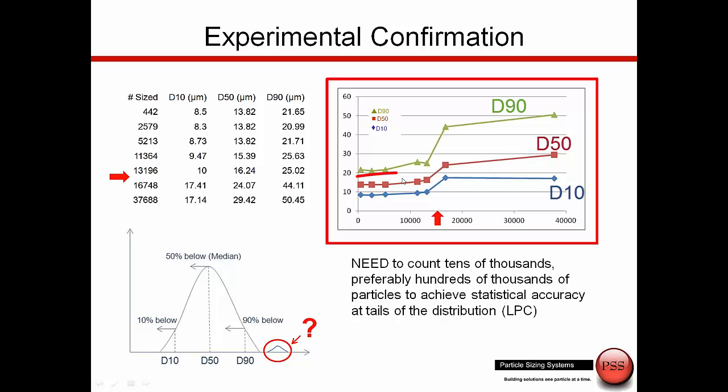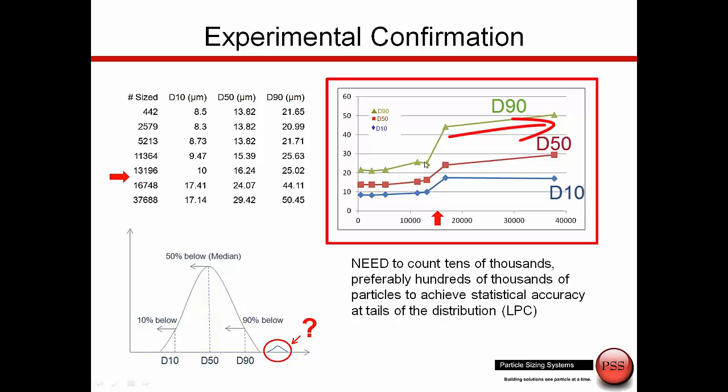And what you see is it's fairly stable, but then once I reach this inflection point, which is probably at around 15,000 particles or so, I started finding that the D90 was increasing. And the reason for that is if you just count a few particles, you're just really going to get the central points of the distribution correct.